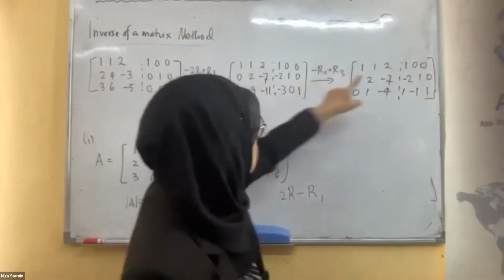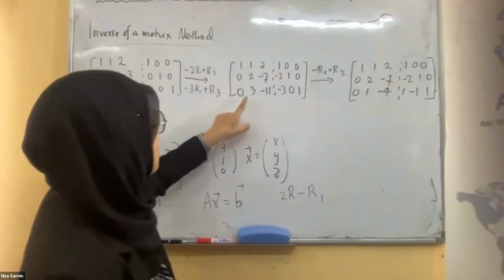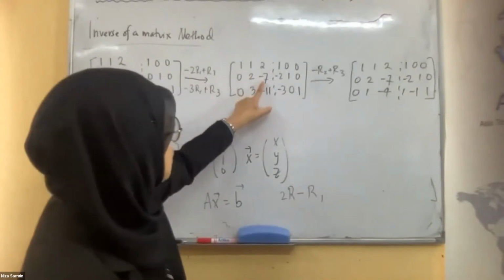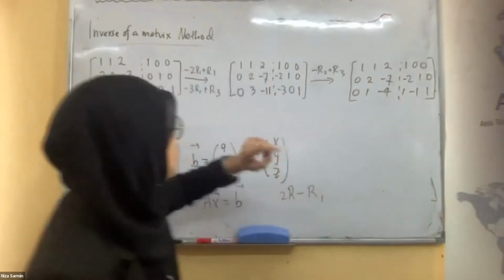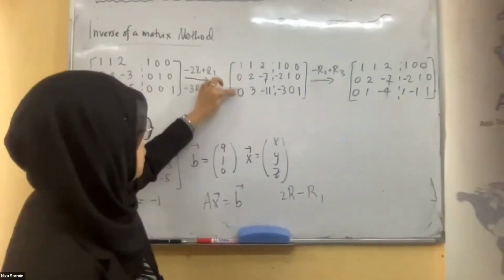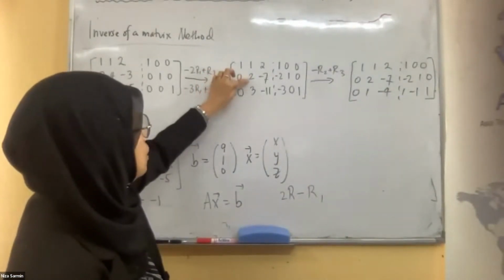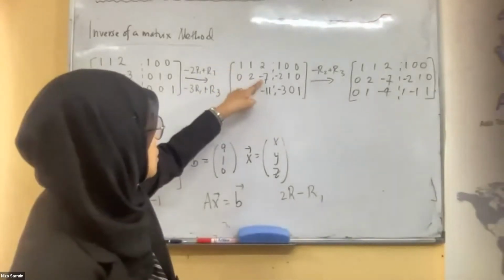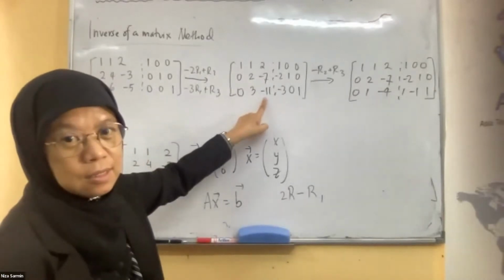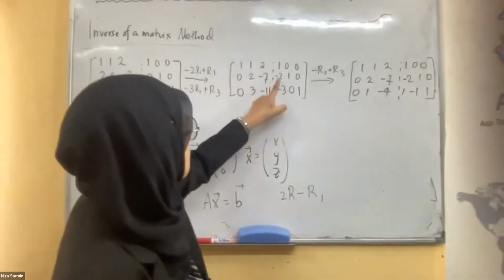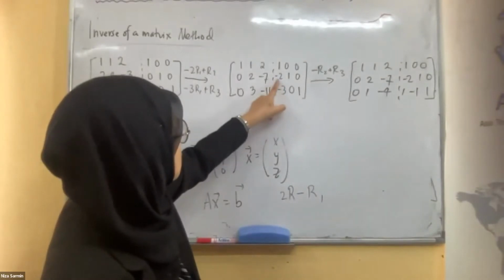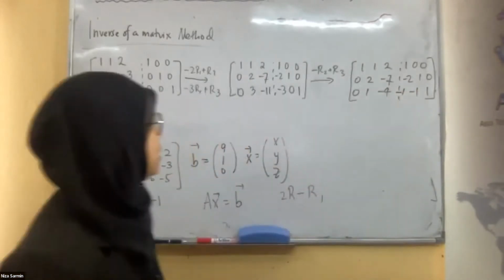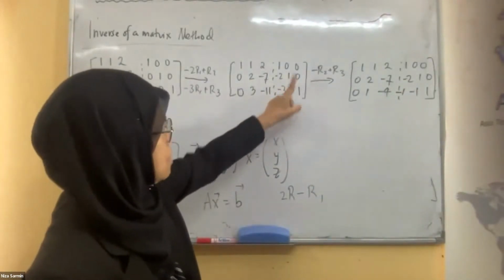Okay, so 1, 1, 2, 1, 0, 0. And then you don't change row 2, right? 0, 2, negative 7, negative 2, 1, 0. And then you take negative row 2 plus row 3. So negative this plus this is 0. Negative this plus this is 1. Negative 7 minus 11 is negative 4. Negative this plus this will be negative 1. Madam put 1. All right. Okay.